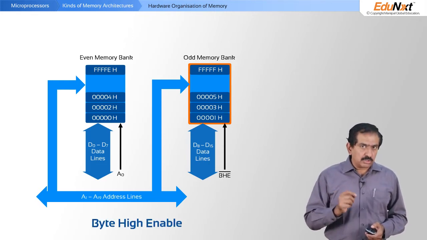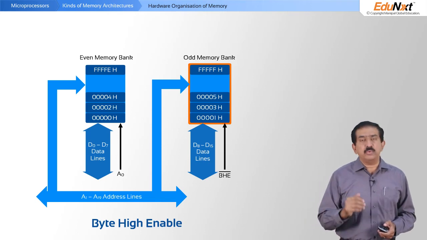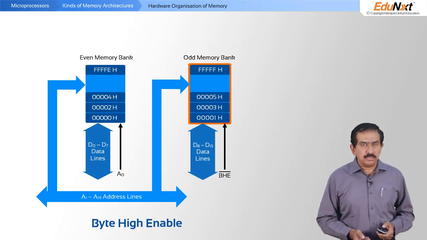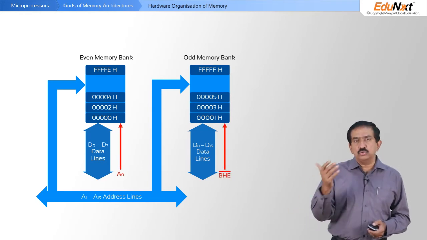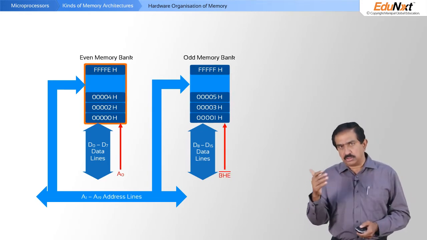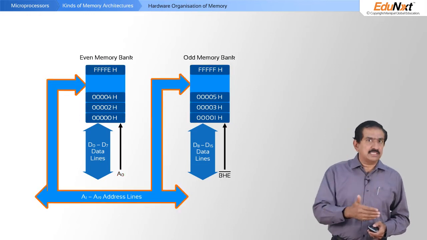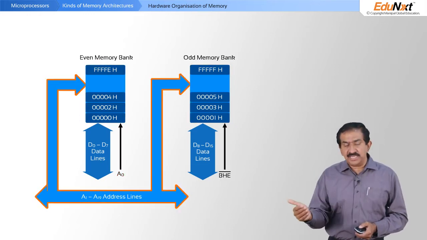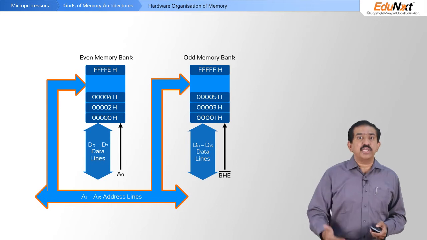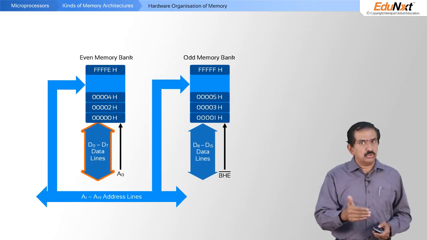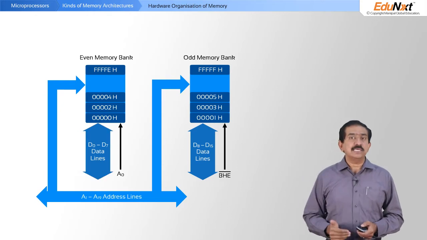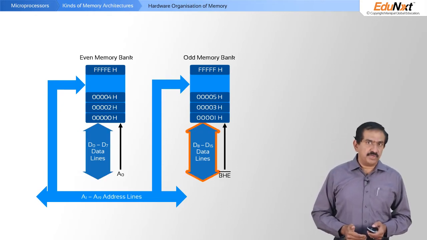So the processor will automatically pull byte high enable bar low when it wants to access the odd memory bank. So using A0 and BHE bar, you address either the even memory bank or the odd memory bank. Using address lines A1 to A19, you address a specific location within those memory banks. And if it's even, you get data on D0 to D7. If it is odd, you get data on D8 to D15.